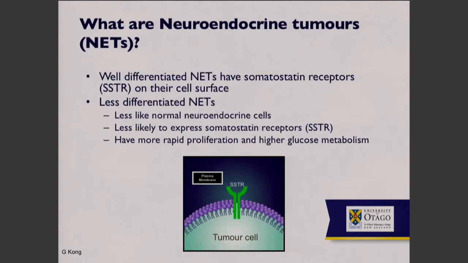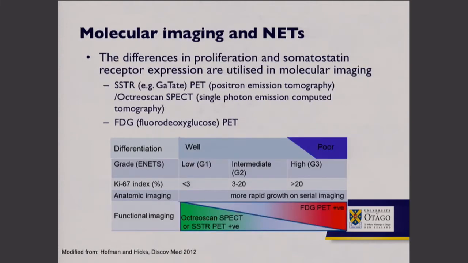So back to what neuroendocrine tumours are. Well-differentiated neuroendocrine tumours have somatostatin receptors on their cell surface. The more you get down that differentiation pathway to the poorly differentiated ones, the fewer somatostatin receptors you're going to have on your surface, the less like normal neuroendocrine cells they are, and the more rapid proliferation and glucose metabolism they use. And so because of this, we can use these differences to use functional imaging to actually help us manage these tumours really quite well.